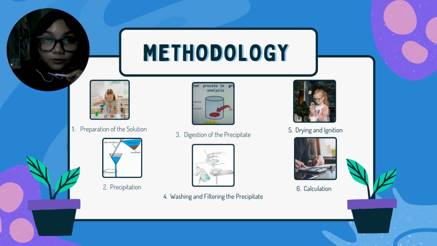The second last step is drying and ignition: drying or igniting the precipitate to obtain a material with a known chemical structure for accurate weighing and calculation. And the final step is calculation, using the mass of the precipitate, known chemical formulas, and reaction stoichiometry to calculate the amount of the substance in the original sample.